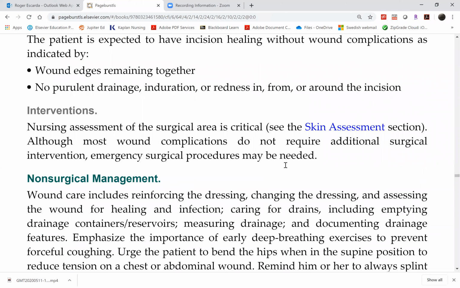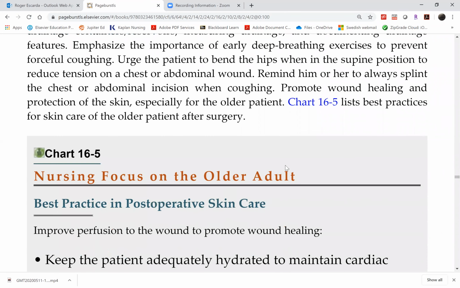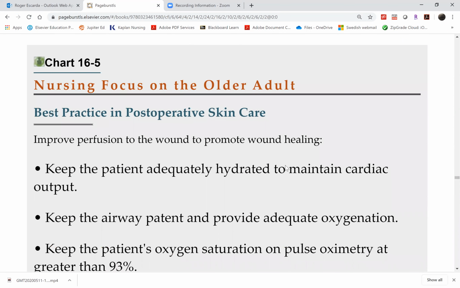All right, so we did skincare. This one is nice to know. I don't want to test it again because this is redundant. However, they put this here because the majority of your patients who undergo surgery are over 65.